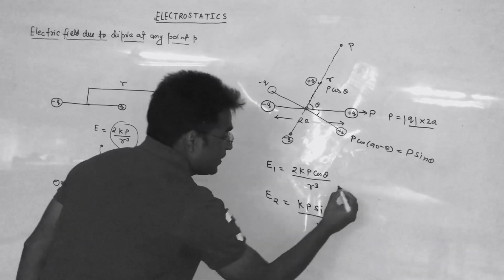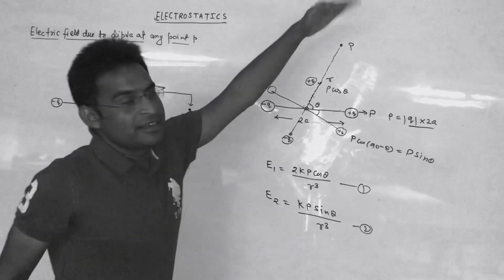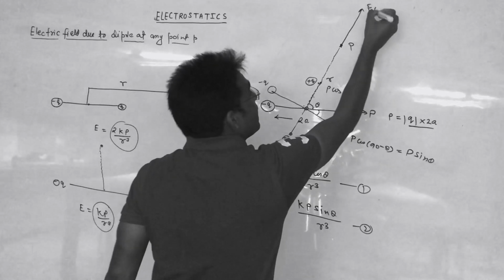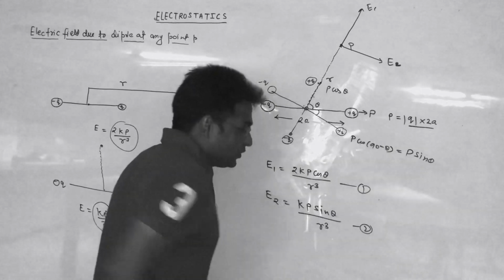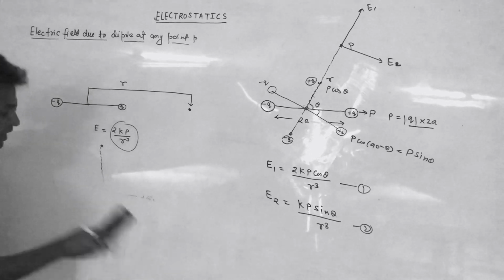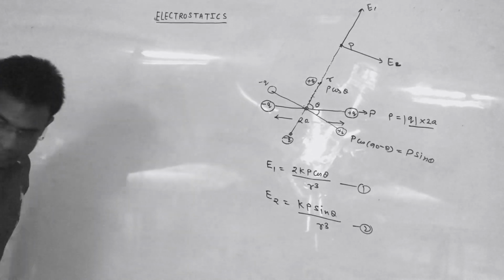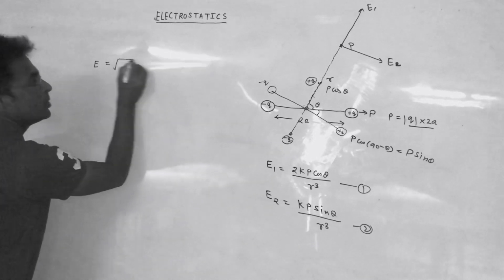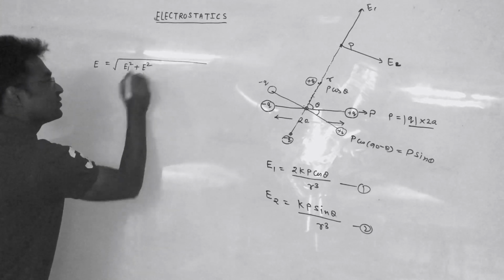Now, if we see this, E1 and E2 are perpendicular. One is along this line and another one is perpendicular to that. This is E1 and this one is E2. So both are perpendicular. If I want to find the net electric field due to this dipole, I'll add these two as vector quantities. So E is equal to under root E1 square plus E2 square.